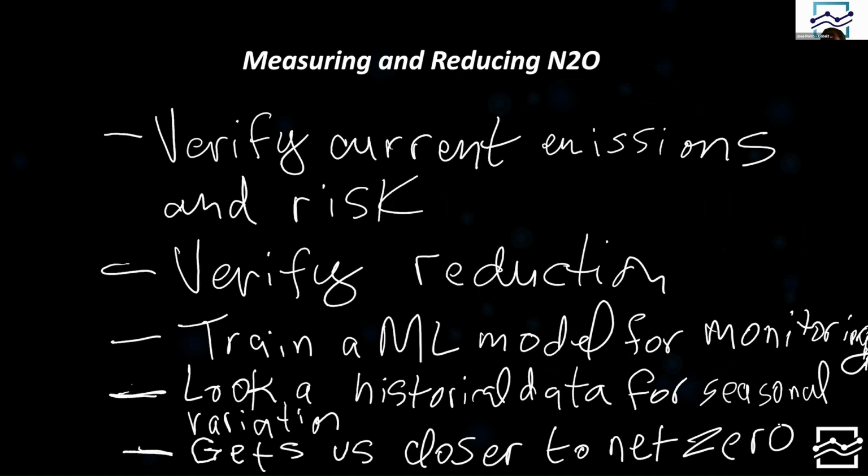It gets us closer to net zero. The only way we can get to net zero is by reducing tons of CO2 equivalents. So if we're going to be needing to reduce tons of CO2 equivalents, we should be reducing N2O, because it's actually the easiest, fastest, most cost-effective, and most impactful greenhouse gas for water utilities to reduce. So this is why we want to be measuring and reducing N2O.